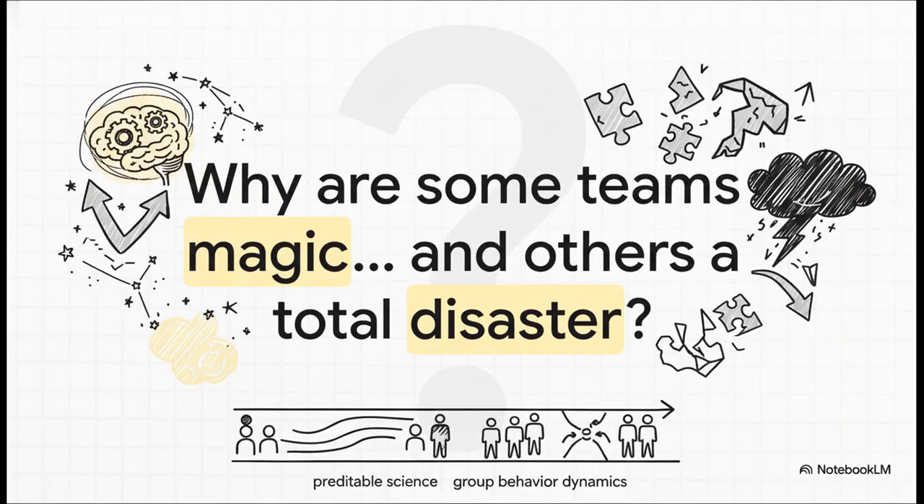So what is the secret? What makes one team soar and another one crash and burn? Is it just luck? Did you get the right people in the room? Or is there something more to it? A predictable science behind it all? Well, the thing is, there is. And once you understand it, it can completely change how you work with other people.